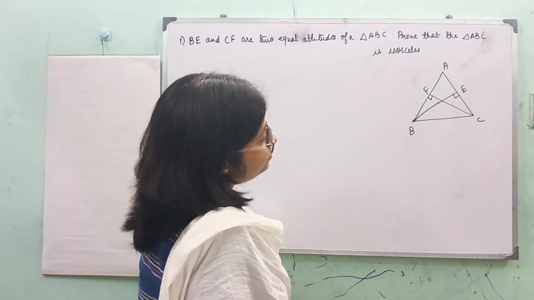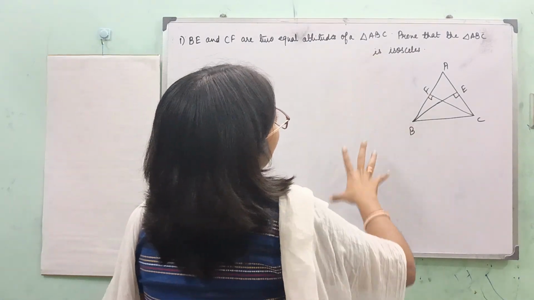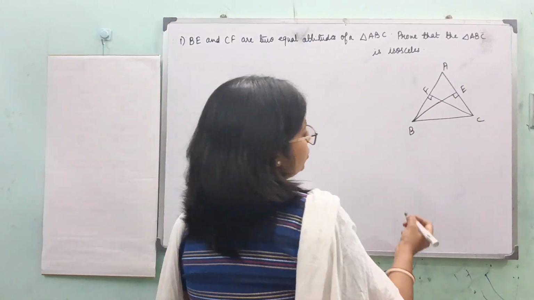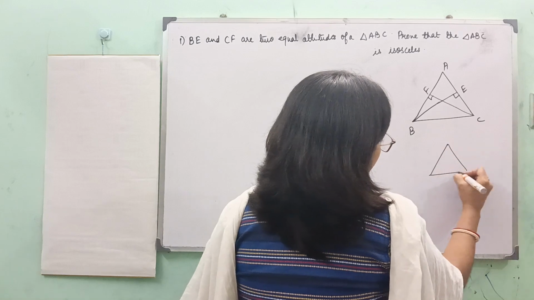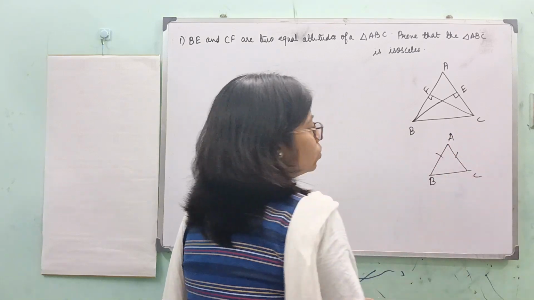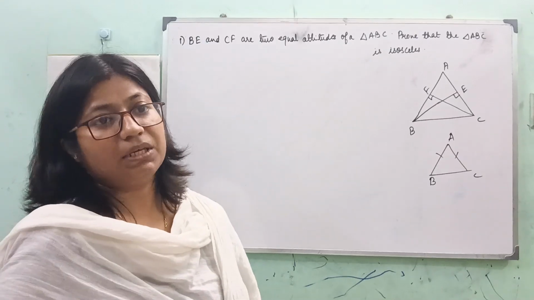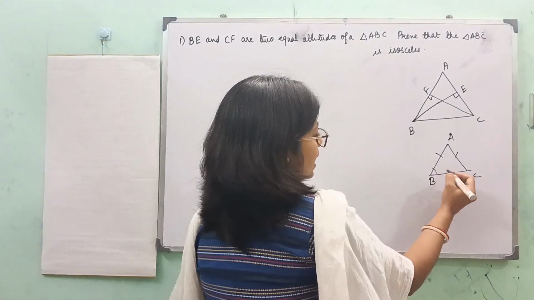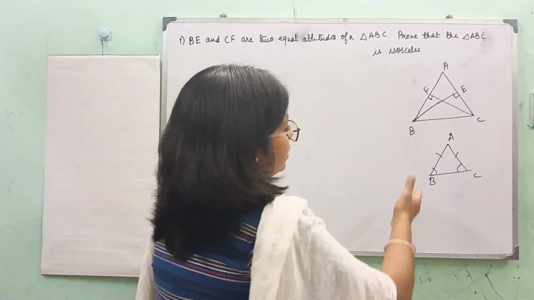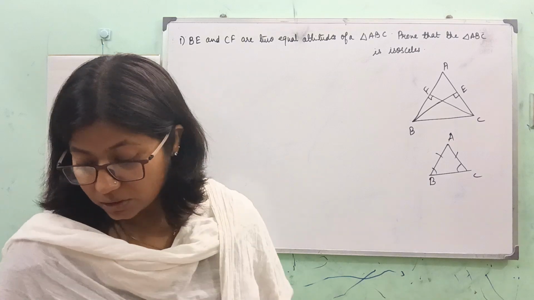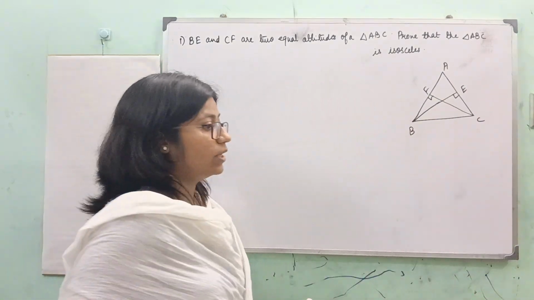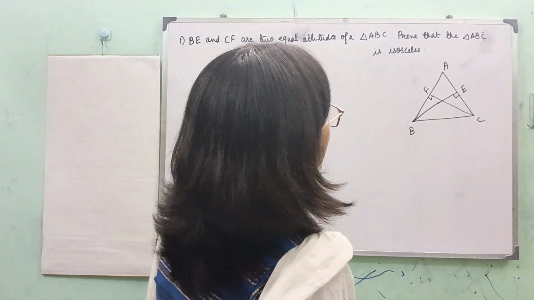So let's see here. We have to prove that the triangle is isosceles. For an isosceles triangle, the conditions are that two sides of the triangle will be equal and the base angles, that is the angles opposite to the equal sides, will be equal. So going by the definition, we have to come to the definition of an isosceles triangle in order to prove it. Let us see the question here.